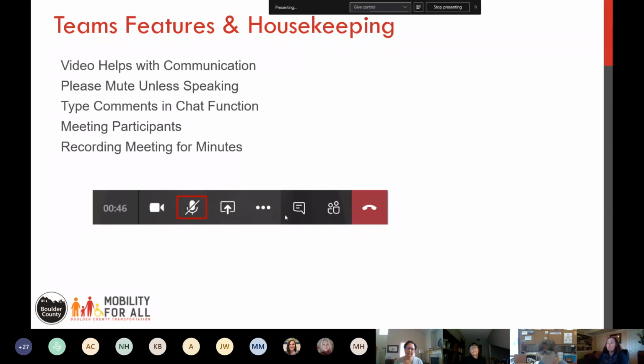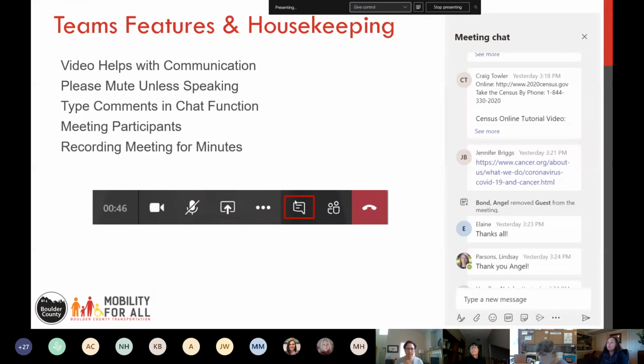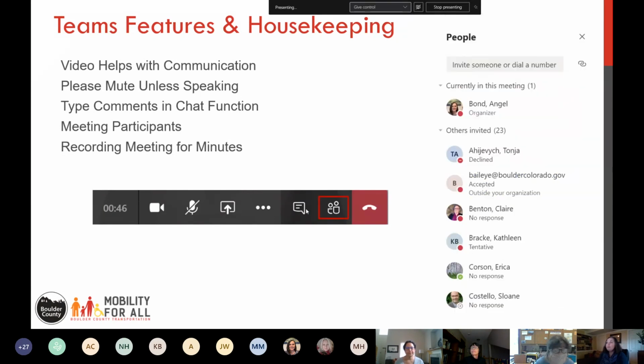Also, there's a chat function. So if you have any comments or any links that you want to share, go ahead and click on the chat function, and then you can enter it in the side panel here. Also, you can see who else is on the call by clicking on the person icon, and it will bring up the list of people who are in the call.